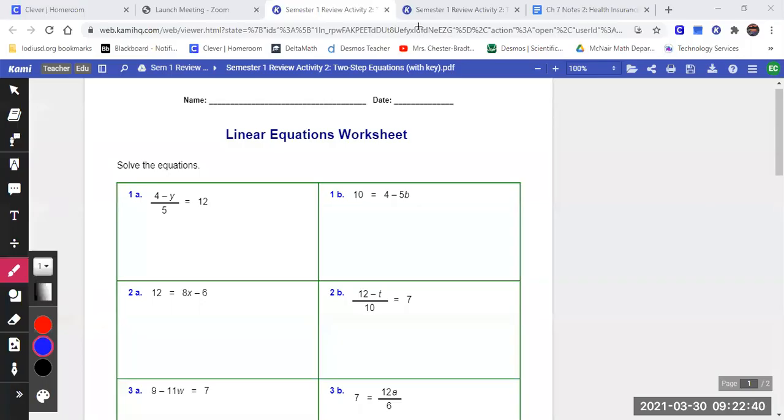Okay. Remember, we always work with the big zeros if there's adding and subtracting that needs to be handled first. And then we have our big ones at the end to get the variable by itself.